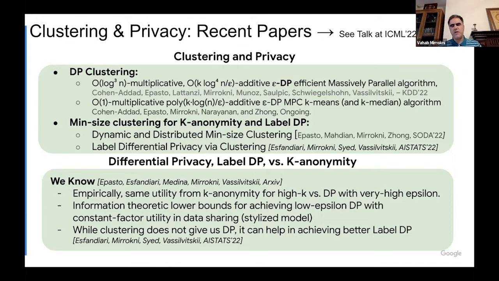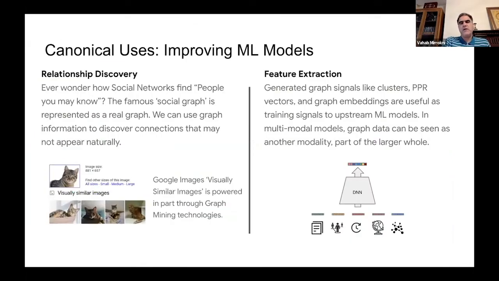I mentioned a number of papers that we have written on these topics, and we also compare trade-offs of applications of clustering in achieving label differential privacy and k-anonymity, and how they relate to each other in terms of the utility. Other applications that I just mentioned are in enriching other machine learning models, for example, in feature engineering, or in adding relational data to our machine learning models.